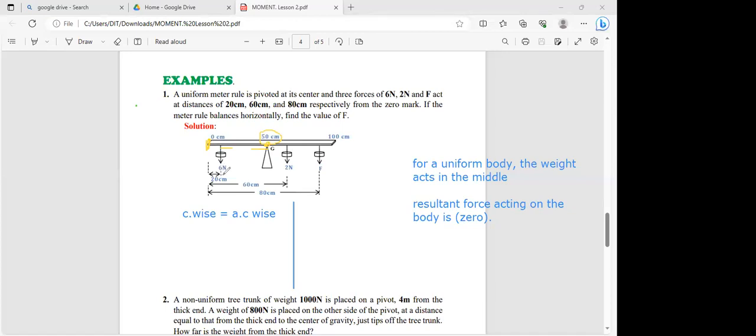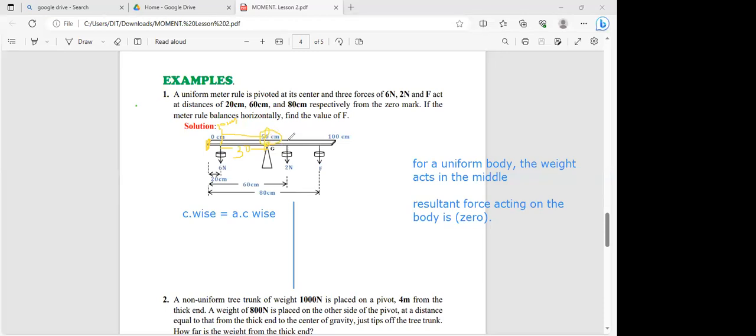But now, our 6 newtons is at the 20 centimeter mark on a meter rule. So that means that the distance from the 20 centimeter mark to the 50 centimeter mark is the distance between 6 newtons and the pivot. And the distance between 50 and 20, if you subtract 20 from 50, you get 30. That is where I've got 30 for that, because it has to be from the pivot.